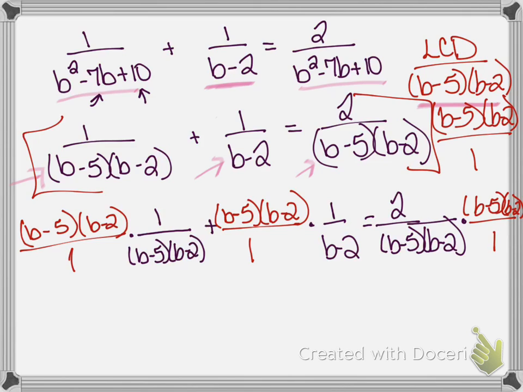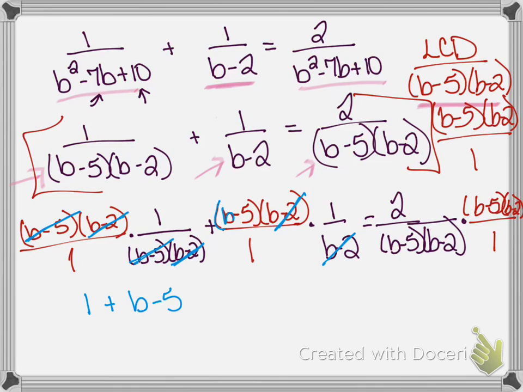Okay? If it's on the top and the bottom, we can simplify it. So b minus 5 is here, and b minus 5 is here. b minus 2 is here, and b minus 2 is here. Okay? So I am left with positive 1. Now here, I've got b minus 2 and b minus 2, but what do I have left? b minus 5. So then I have plus b minus 5.